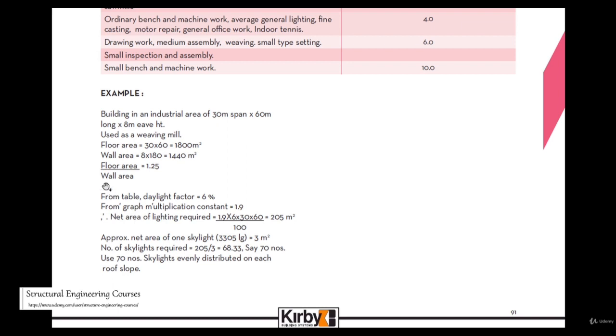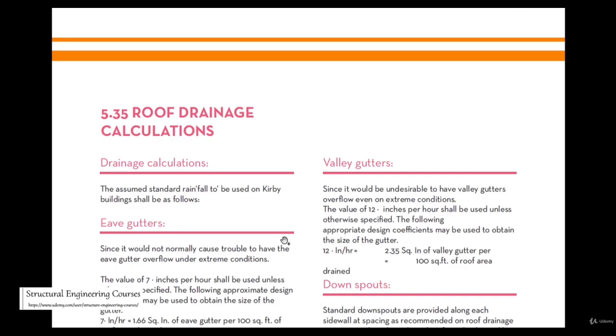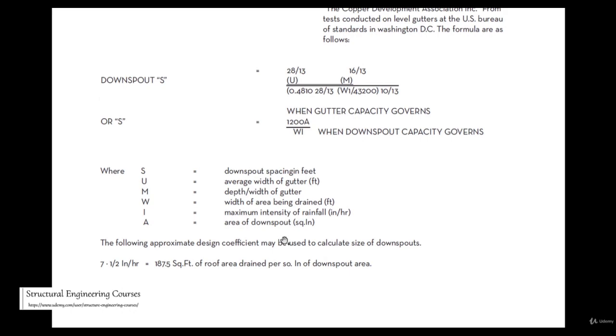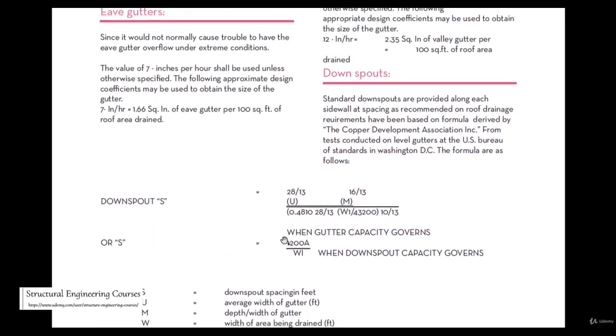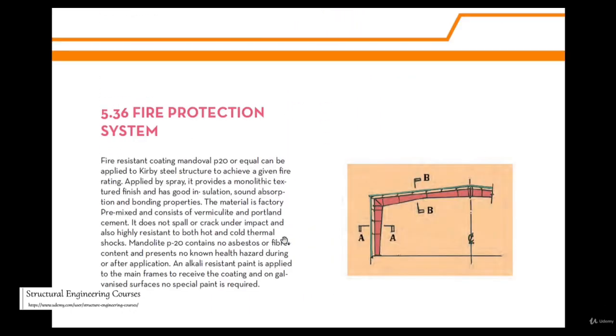For example, let us suppose the daylight factor is 6%, so the net area of lighting required is 205 meters square, and the net area of one light is 3 meters square. 205 divided by 3 is approximately 70 skylights required. Roof drainage: drainage is also a very important concept when we are designing the PEB structure. Whenever rain falls on top of the PEB roofing arrangement, we need to design the gutter arrangement and downspouts also. Downspouts are the pipes which transfer the water from the gutters to the drainage below.